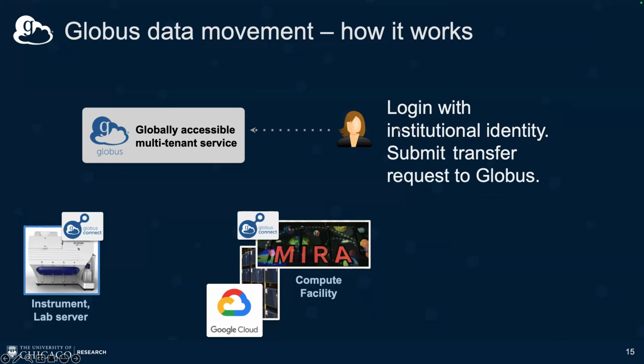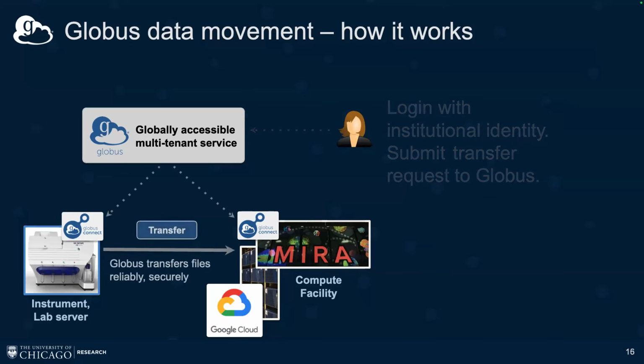So you log in, and then you submit the transfer request to the Globus services. So you tell Globus, okay, I want to move my data that's sitting here on the instrument to my folder at my compute center or my S3 bucket, what have you. And that's really all you need to do as a researcher. Then you can close your laptop and walk away.